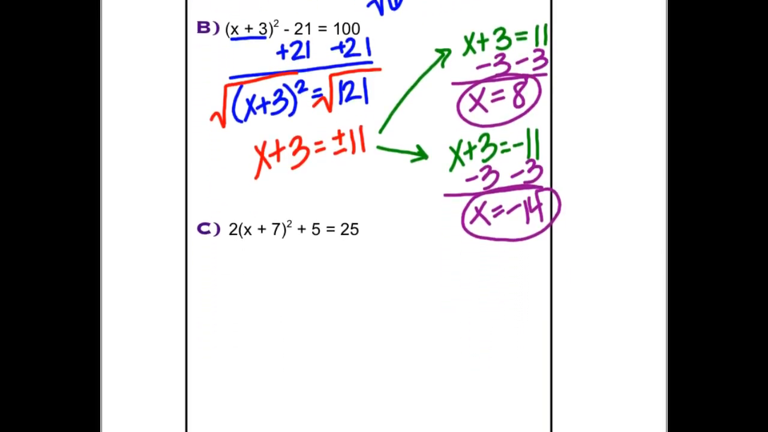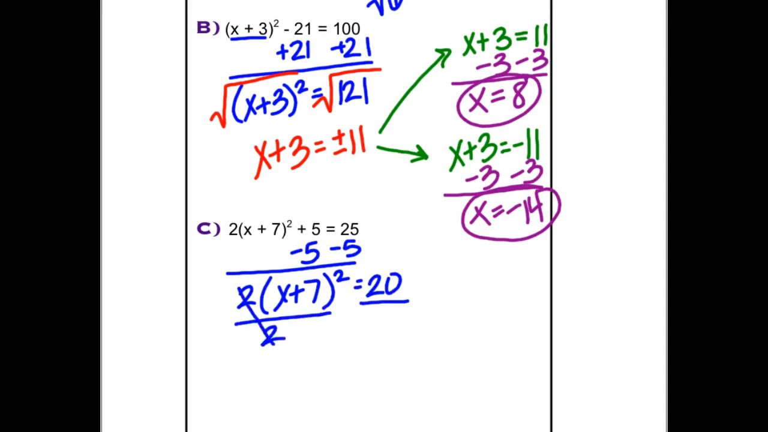Then we go one step further. Now we've got a little bit more to work with. We start off, remember, order of operations backwards, so we get rid of all addition and subtraction first. So we subtract 5, and we get 2 times the quantity x plus 7 squared equals 20. Then we get rid of all multiplication and division, so we divide by 2, and we get the quantity x plus 7 squared equal to, oops, sorry, not plus or minus yet, 10.